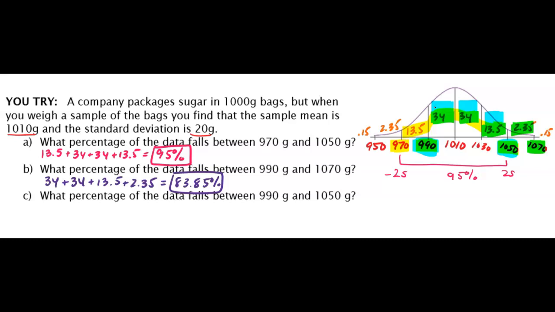So all the sections that have a blue highlighter in the section, I'm going to add all of those together. So that would be 34, 34, and 13.5. So if I add those all together, that gives me 81.5. So that's the percent of the data that falls in between. And again, we could not have used the empirical rule because those numbers were not a symmetric number of standard deviations away from the middle.